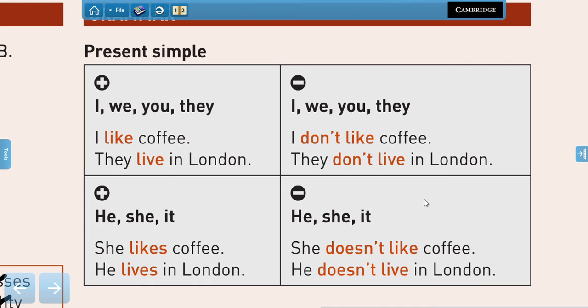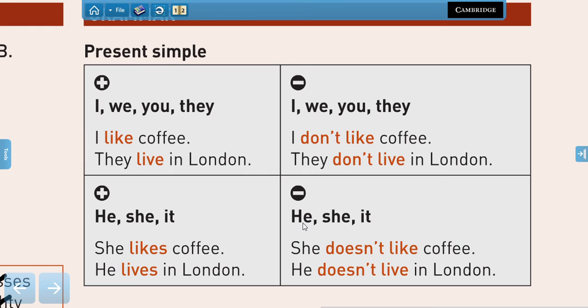Now, the last part is about present simple. And here we have the chart that is going to be your best friend for this unit, right? Remember that for positive sentences, we have I like coffee, they live in London, but for he, she, it, we use the S at the end of the verb. This is present simple, right? And then for negations, for these pronouns, I, we, you, and they, we use the auxiliary don't. I don't like coffee. They don't live in London.